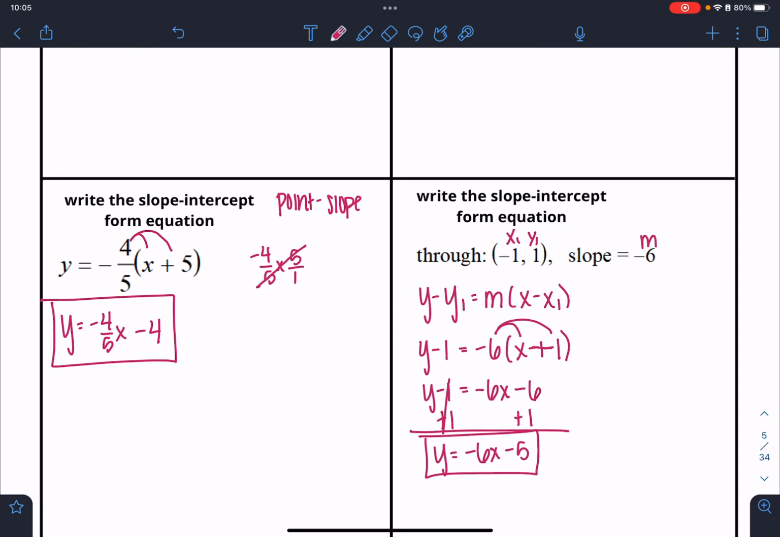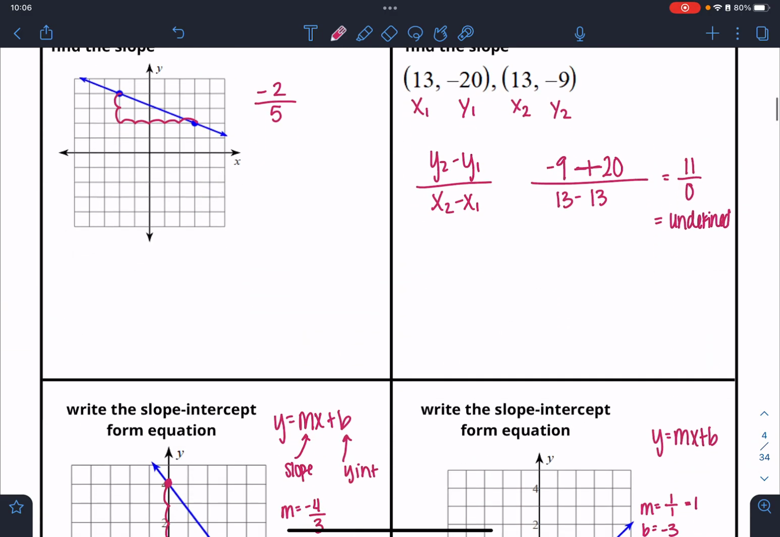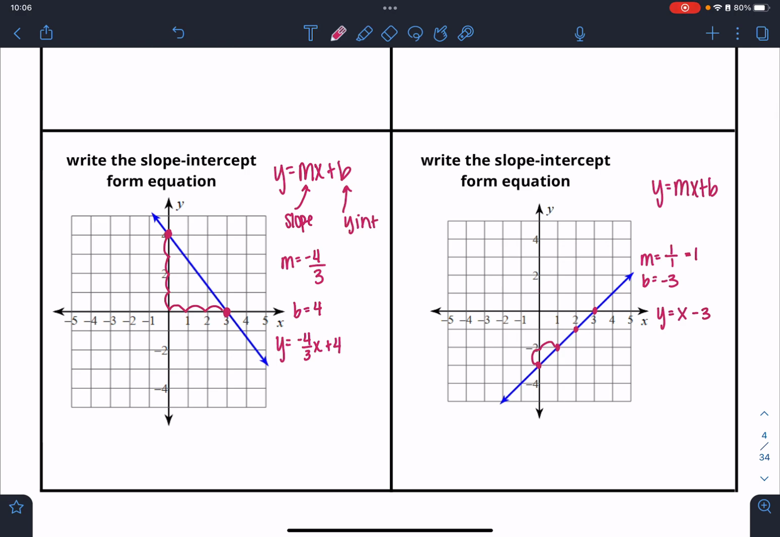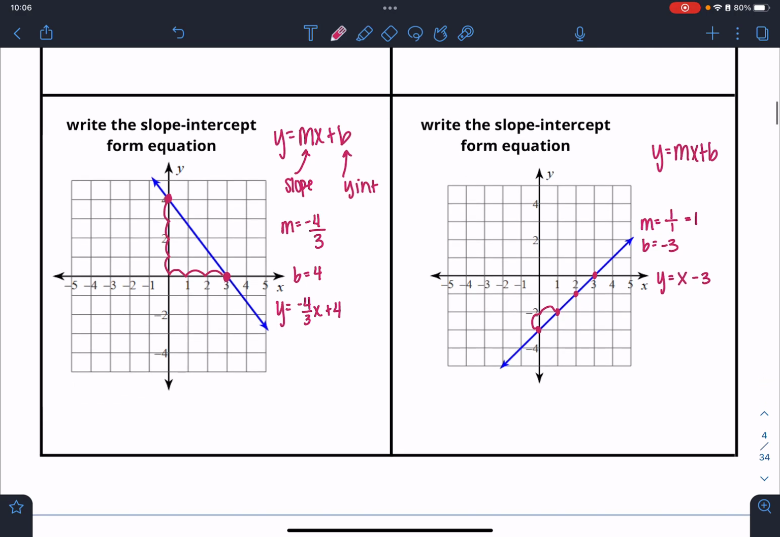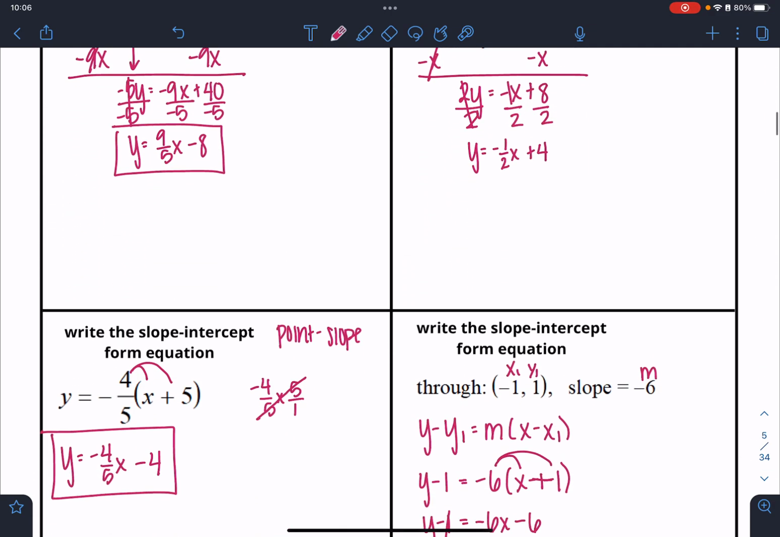Okay, so that's kind of what today is. Finding slope, or all of your answers should be in slope-intercept form. It was the same instructions, just different ways of seeing that problem, okay? But everything is going to end with y equals mx plus b. That's our goal, unless it says find slope.